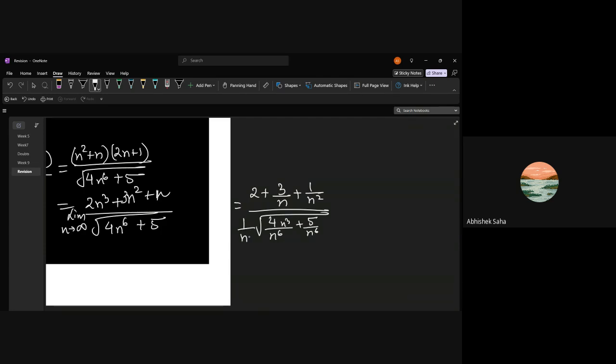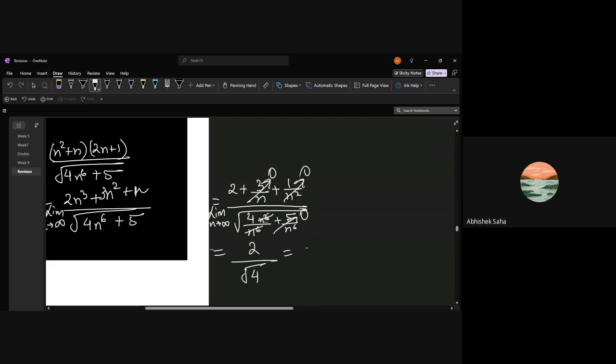Why will it become that? If you divide it by n cube, in the root it will become n to the power 6, right? So n to the power 6, n to the power 6, n to the power 6 will cancel out. Here in the numerator we use limit n tends to infinity. This part will become 0, this will become 0, this will become 0. So it will be 2 upon root under 4. Okay, someone said 1. 1 is correct, sorry. 2 upon 2 is 1.